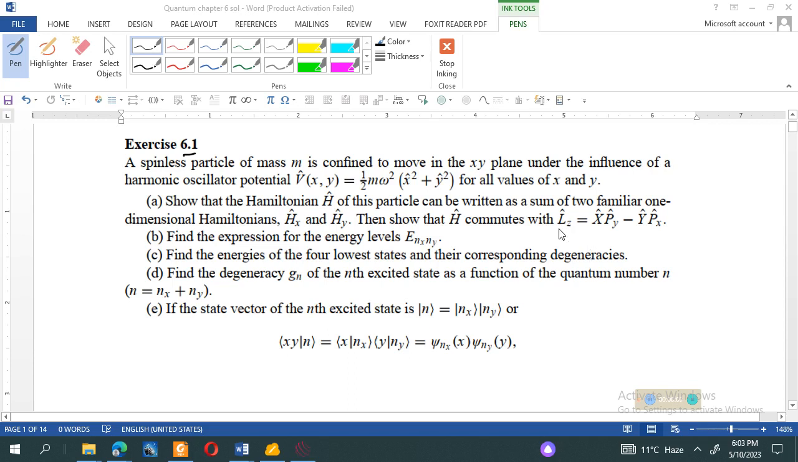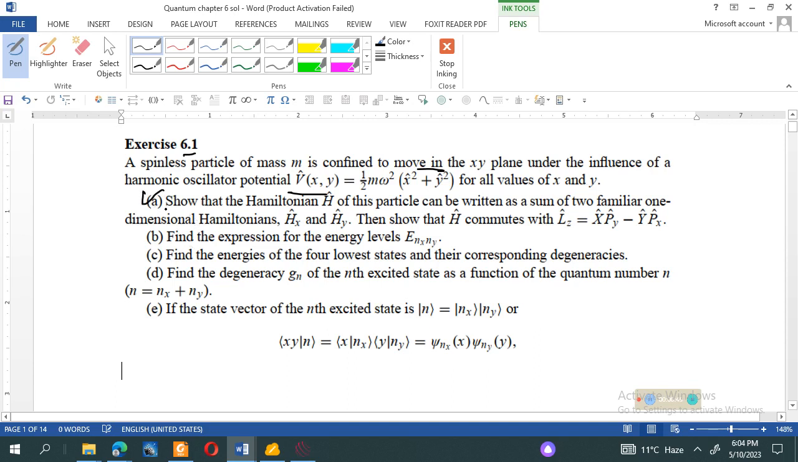In this lecture we will discuss the solution for problem number 6.1 of chapter 6 of the quantum mechanics book by Zettili. The problem says that a spinless particle of mass m is confined to move in the xy plane, meaning our particle is moving in the xy plane under the influence of the harmonic oscillator potential. The potential is given by V(x, y) = (m omega squared over 2)(2x squared + y squared) for all values of x and y.